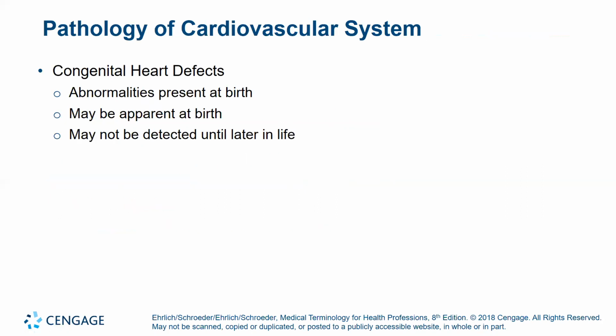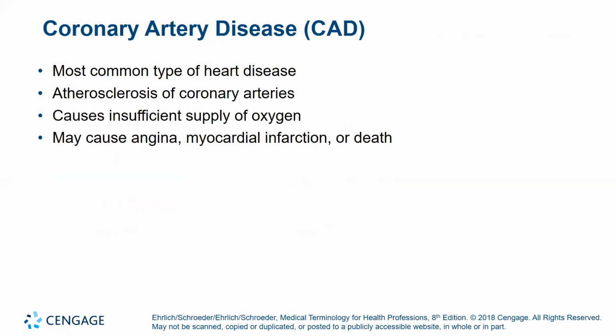The pathology of the cardiovascular system: congenital heart defects. These are abnormalities present at birth. They may be apparent at birth, they may not be detected, or they may not be detected until later in life. Coronary artery disease, or CAD, is the most common type of heart disease, causes insufficient supply of blood, and may cause angina, myocardial infarction, or death.